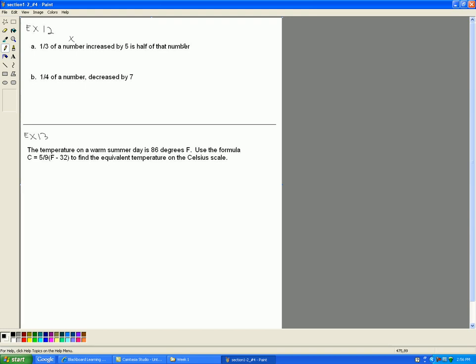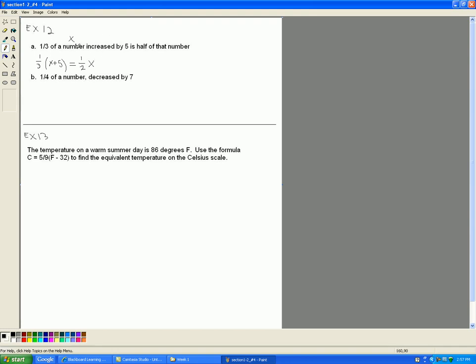Okay, so let's just break this down and work at it really systematically. They say 1/3 of a number increased by 5. So they say 1/3 times a number increased by 5. A number increased by 5 is, we know that word is means equals, it's half of that number. What is half? 1/2 of that number.